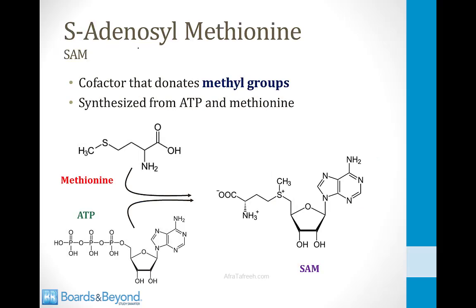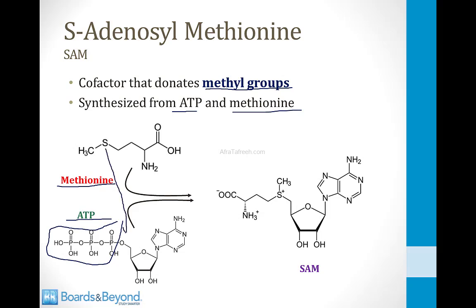So S-adenosylmethionine, or SAM, is a cofactor that donates methyl groups, and it is synthesized from ATP and the amino acid methionine. This is the structure of methionine, and this is the structure of ATP. And if you lop off these phosphate groups right here, and you attach the sulfur group to the adenosine molecule, you will end up with a molecule of SAM.